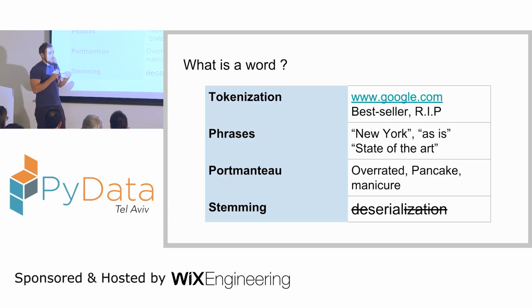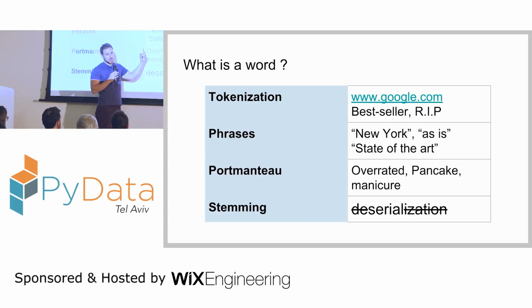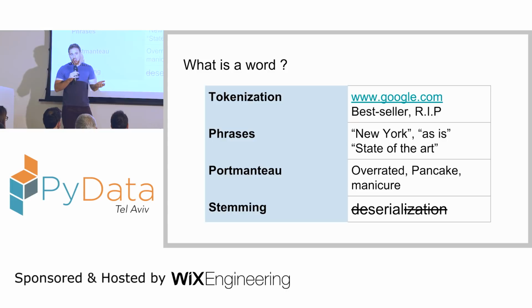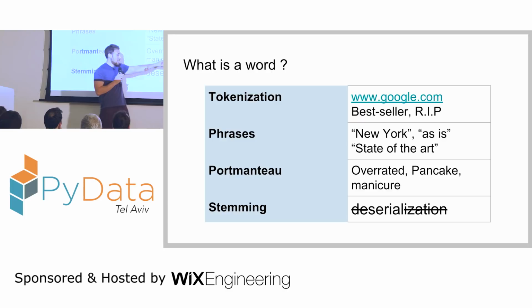Also, the opposite holds. Words like overrated can be written as a single word. Maybe I want to split it into over and rated. You can think about languages like German or Finnish, in which words can be arbitrarily long. So splitting by white space is not always the right thing to do. Also, words like pancake, probably I wouldn't want to split pancake, and even more ancient words like manicure. Mano is hand in Spanish, cure is a cure. It wouldn't make much sense to split it.